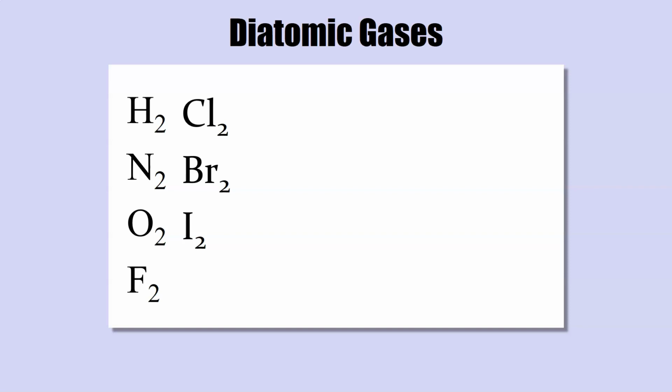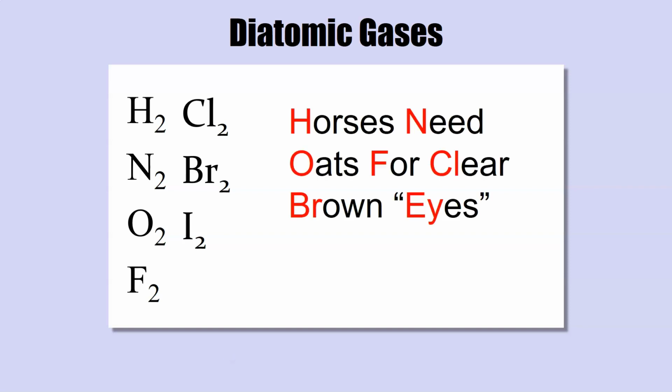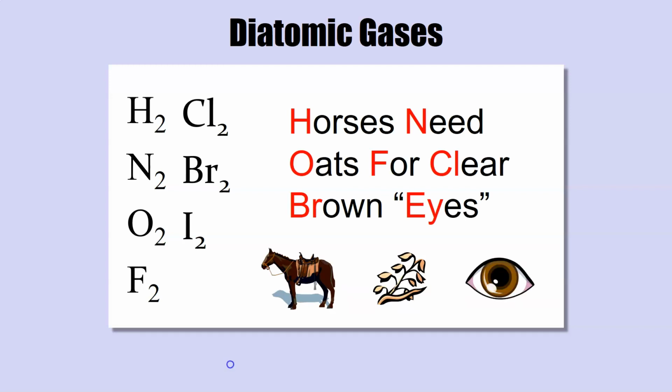So there's a little mnemonic. It's kind of silly. It's called "Horses need oats for clear brown eyes." And you can see "eyes" is in quotation marks because it doesn't quite work with our letters. Hydrogen is horses, nitrogen is need, oxygen's oats, fluorine is for, chlorine is clear, bromine is brown, and then iodine is eyes. So it's not perfect, but it is the classic mnemonic for this.